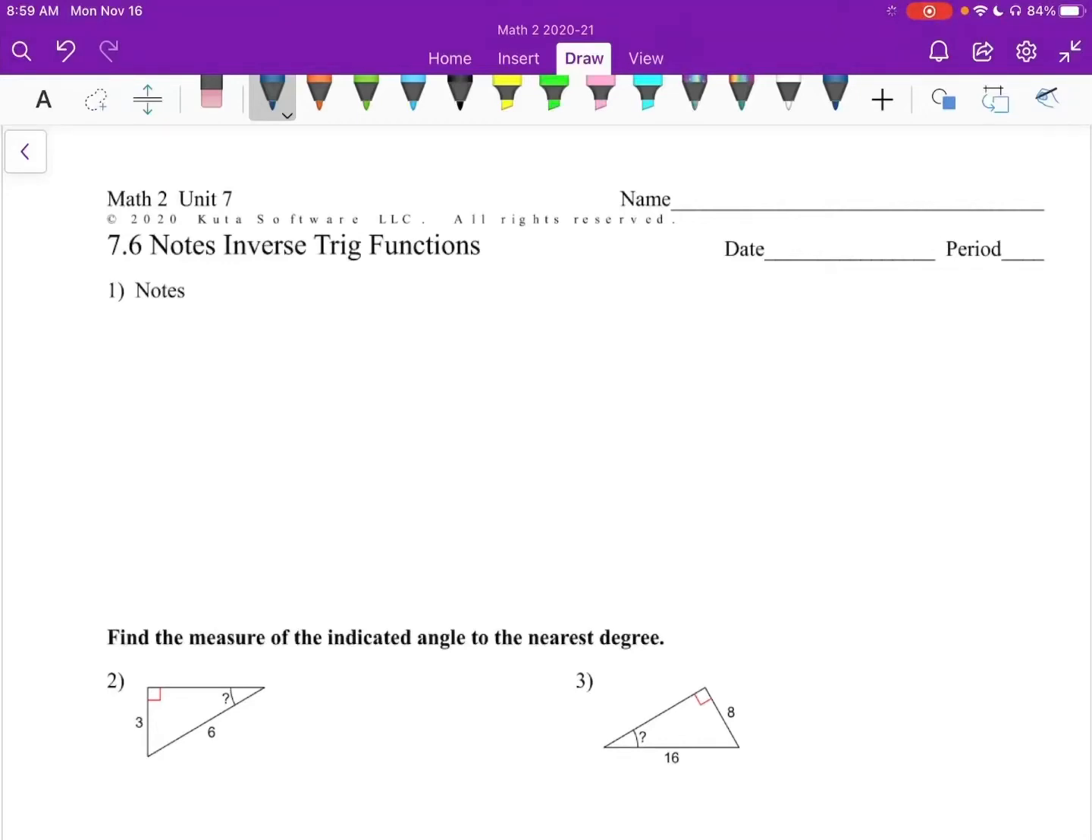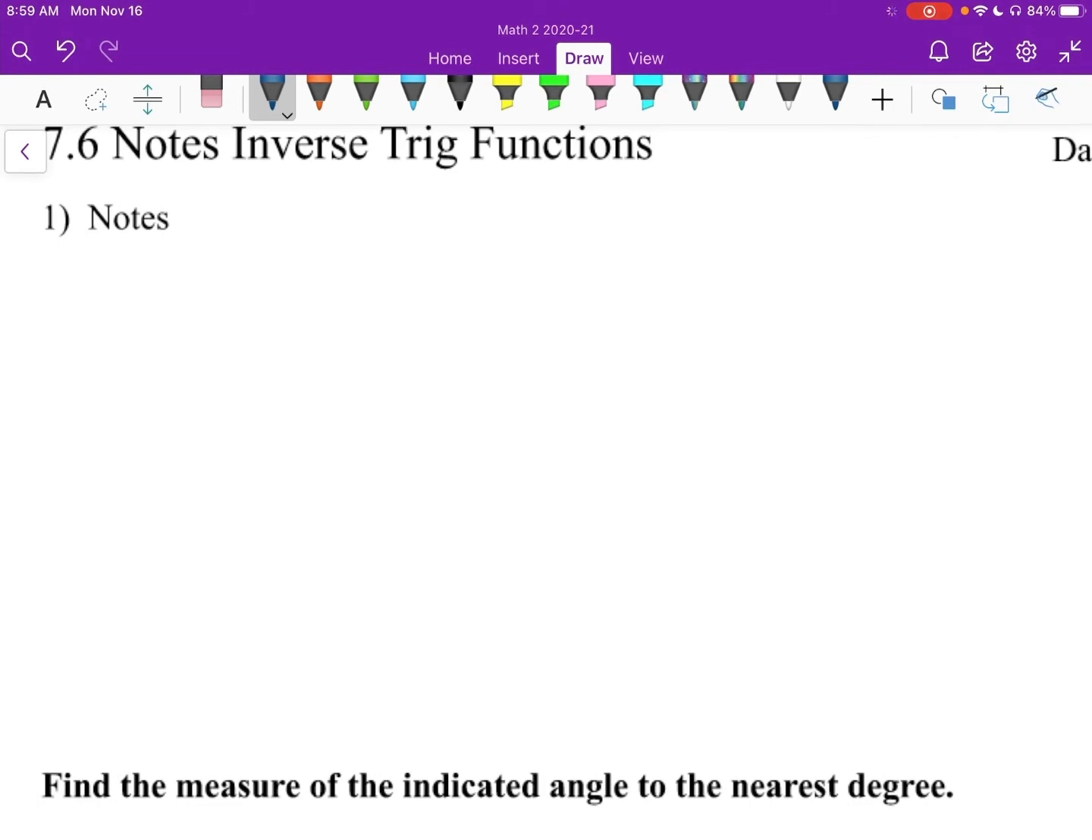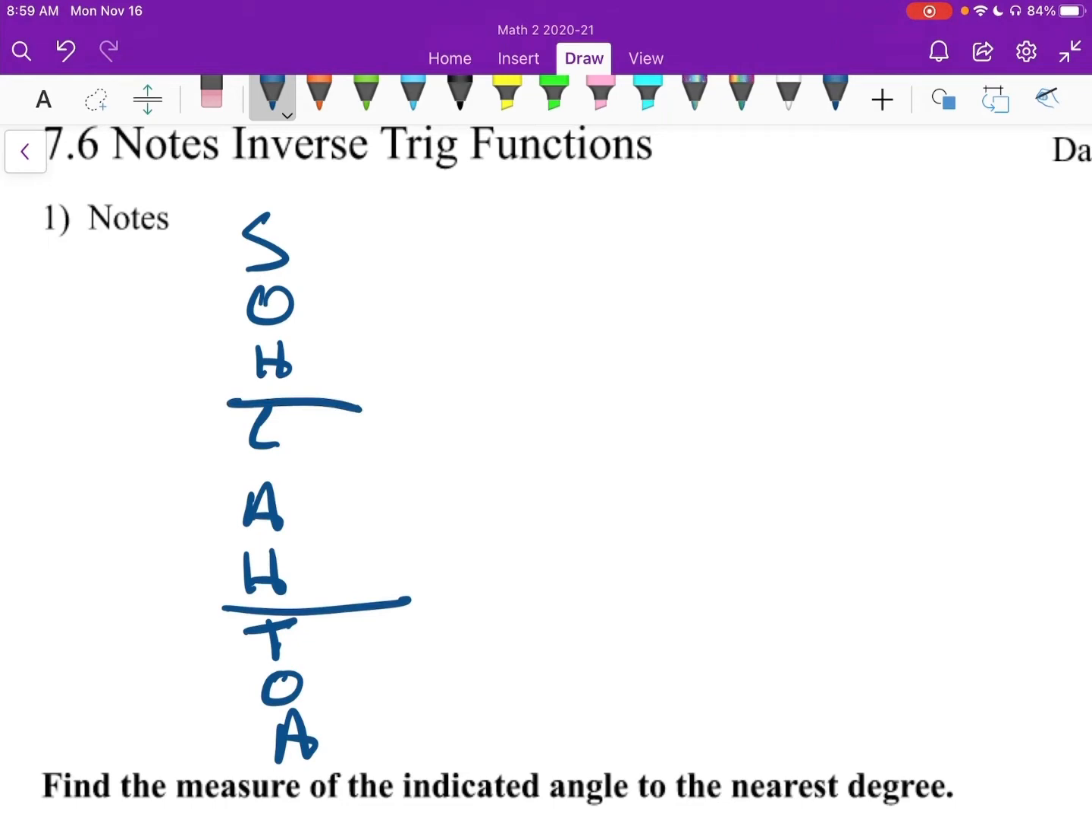All right, Math 2, Unit 6, inverse trig functions. So this one works very similar to the trig functions that we did in the last unit, only this time we're kind of working backwards. So we still need to know SOHCAHTOA. That's still something we need to know and to remember.